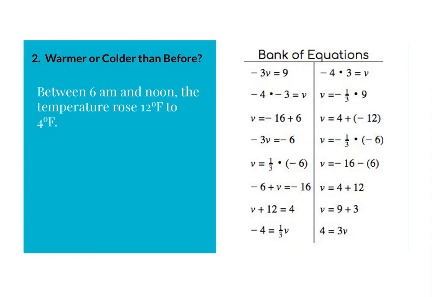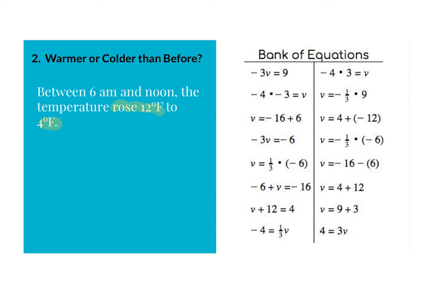You're going to be working in your journal problems on this whole segment called warmer or colder than before, where you are given some word statements and you are asked to choose from a bank of equations which equations best represent your situation. I'm going to do an example right here. It says between 6 a.m. and noon, the temperature rose 12 degrees Fahrenheit to 4 degrees Fahrenheit. I'm going to highlight that.